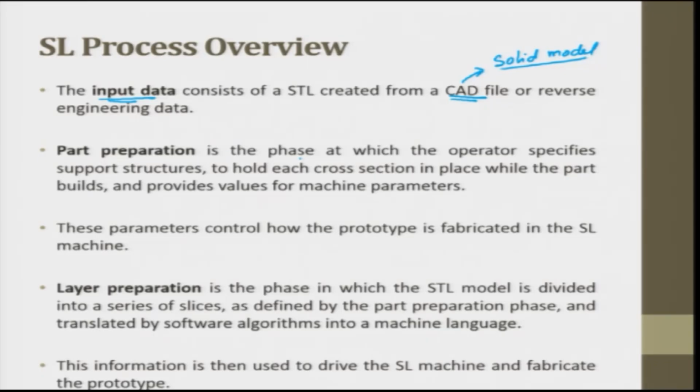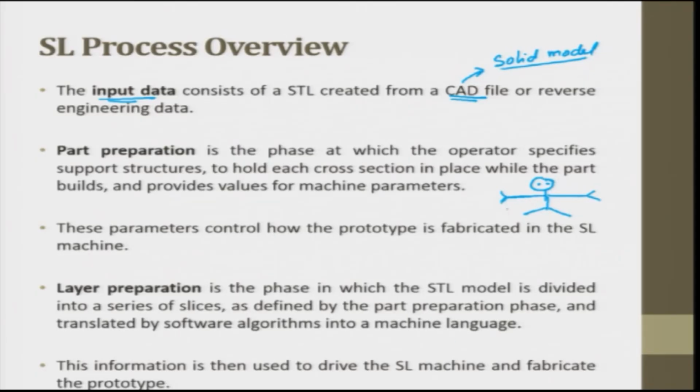Part preparation is the phase at which the operator specifies support structures to hold each cross section in place while the part builds, and provides values for machining the part. For example, let us assume a person who is standing. You are trying to reconstruct him using the SL process. So you see here there is an overhang of his hand on both sides. If you have to cure only in the top layer, it is not possible.